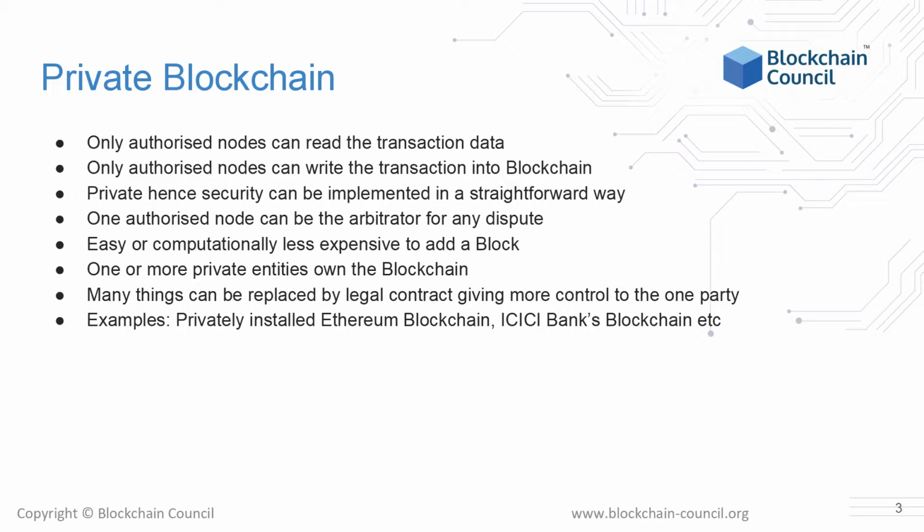In a private blockchain, you can provide authorizations as to who can read the data and who can transfer the data. You can even provide authorization in a way that only person A has the permission to transfer money and person B can only view the data.